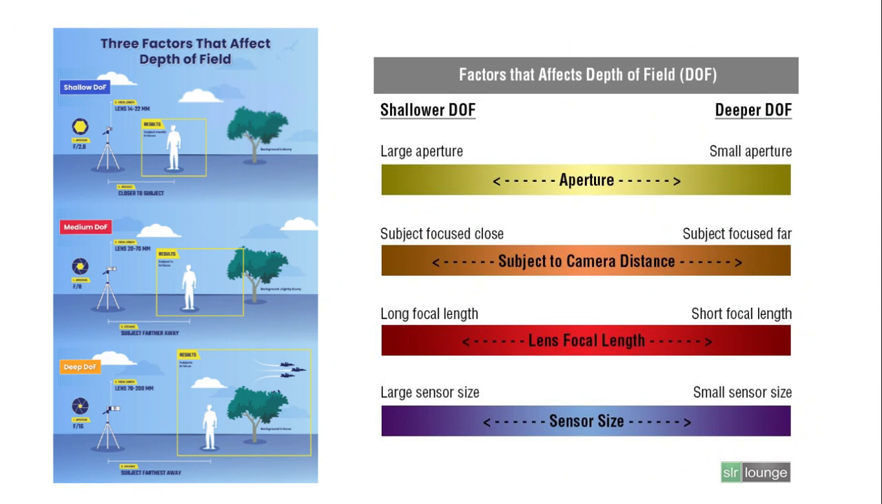Yeah, and then you can see that every aspect contributes to the size, how the depth feels that you're aiming to achieve. So large apertures, meaning subject's focus close, longer focal length and large aperture sensor size, and smaller ones the opposite. And that's how you achieve shallower and deeper depth of fields.